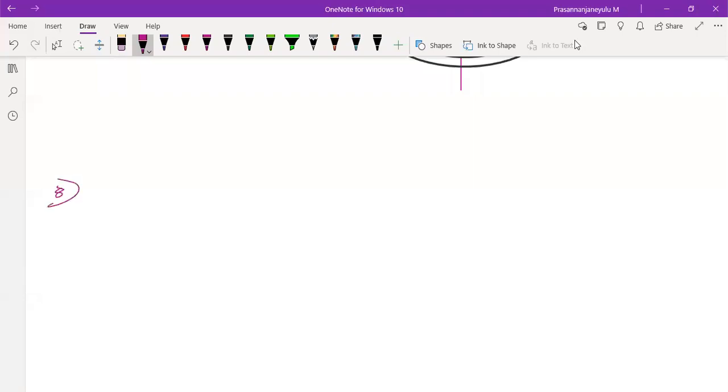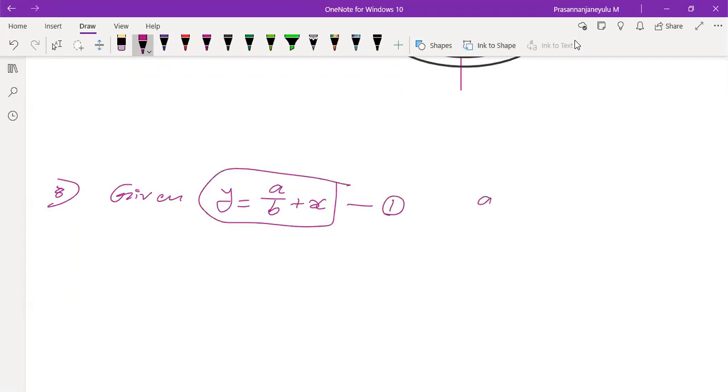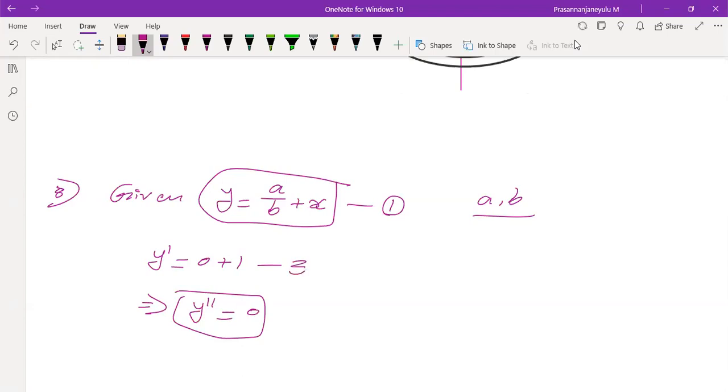Given y equals a by b plus x, where a and b are arbitrary constants, as they mentioned as usual. Then what do we have to do according to our condition? We have to do ordinary differentiation 2 times. First time, y dash equals, what is the differentiation of a by b? 0 plus 1. Then differentiate again: y double dash equals 0. So these are equation numbers 2 and 3.